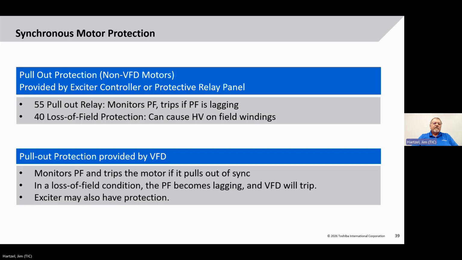Okay, there are protections that need to be. Some of the exciters will have this protection in it, the pull-out relay and the field loss relay. Because if you lose your field and pull out of sync, it can damage the motor. So anytime that happens, you want to shut down. So this can be provided within the VFD itself. It monitors the power factor. If the power factor goes lagging, which means it pulled out of sync, then it's going to trip offline. Also, if it loses field, you can program it to trip. So you don't need all that extra stuff built into the exciter.